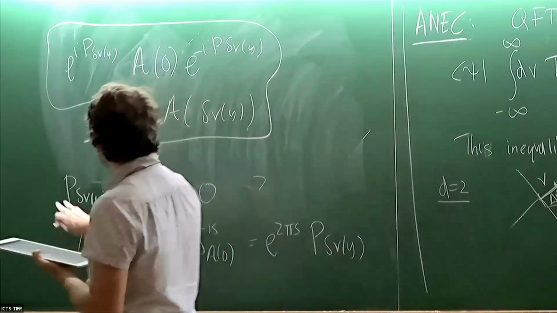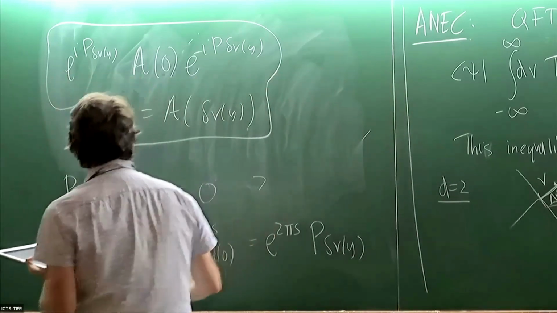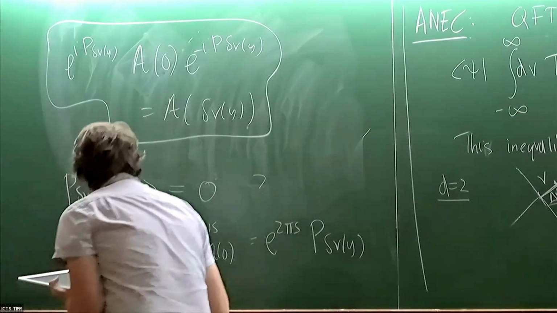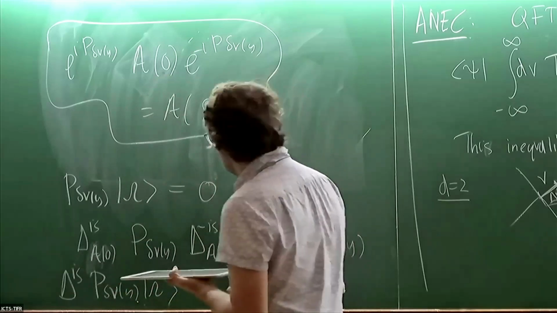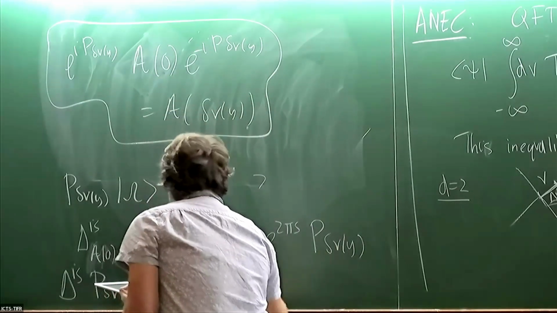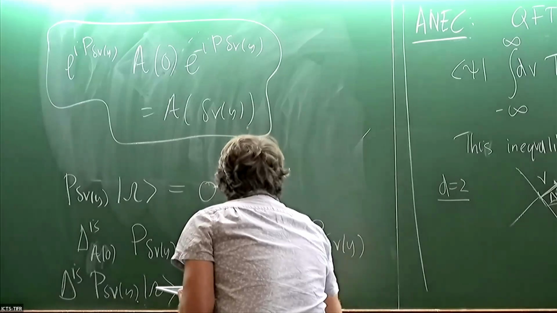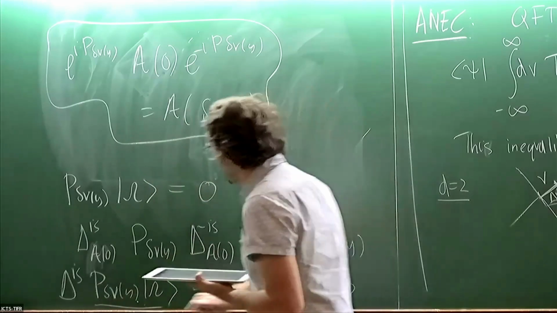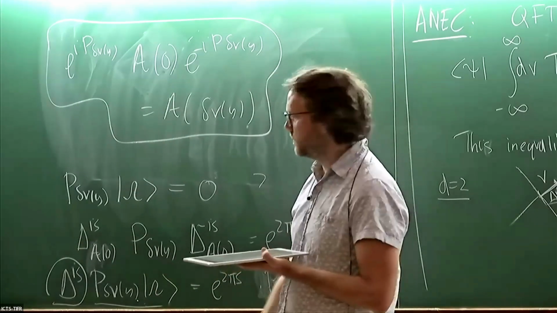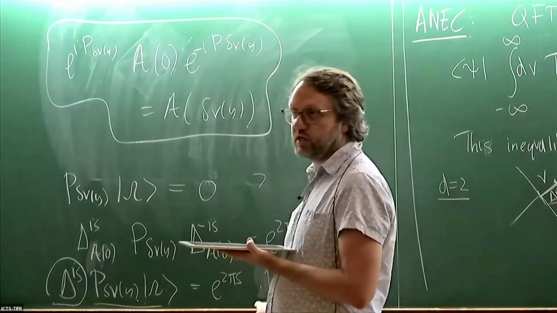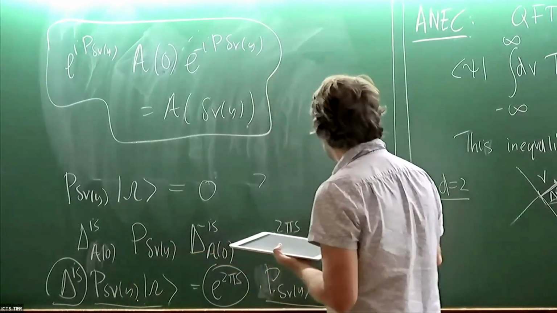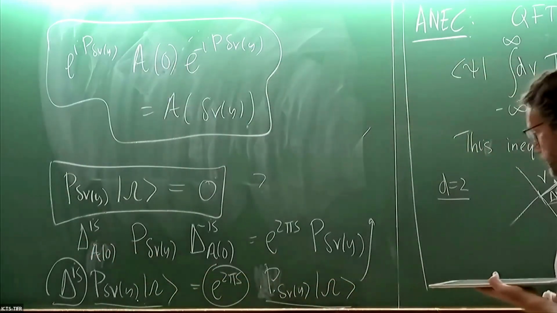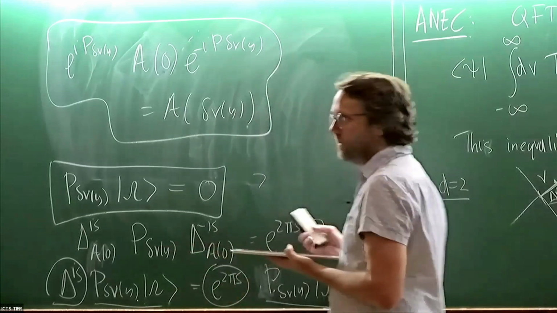But that means if I act with delta IS on P delta V on the vacuum, supposing it's not 0, then I just get e to the 2 pi s times the same thing. So that means this new thing that you get, which may not be 0, is an eigenstate of this boost. This boost is a unitary operator, so all eigenvalues have to be phases. This is not a phase. That implies that this has to be true. Okay. So there I didn't use anything about positivity, because that's what we're trying to prove.